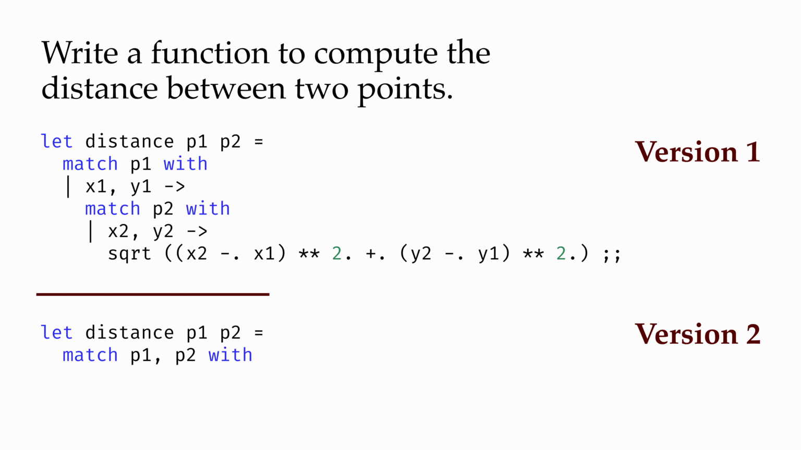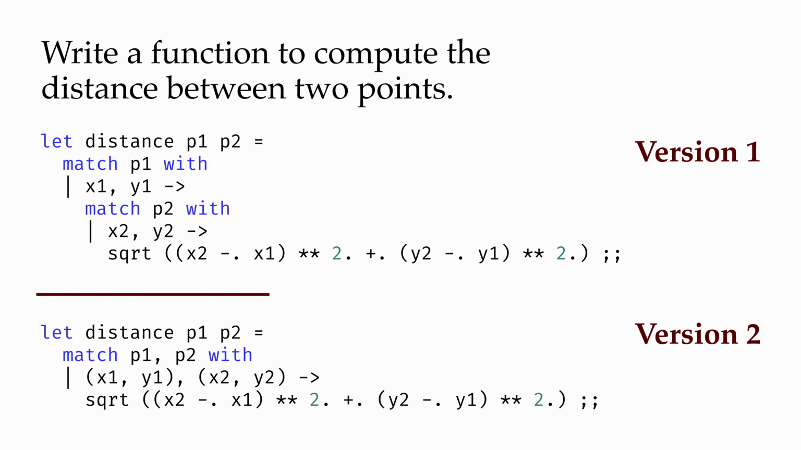So what pattern do we match it against? Since it's a pair of values, and each part of the pair is itself a pair, we could use the pattern x1, y1, comma, x2, y2. Again, we've chosen the variable names arbitrarily, but the important thing is that the structure fits the type of the expression we're matching. Now we have access to the individual x and y values for both points using a single match, and we can compute the distance between the 2 points.